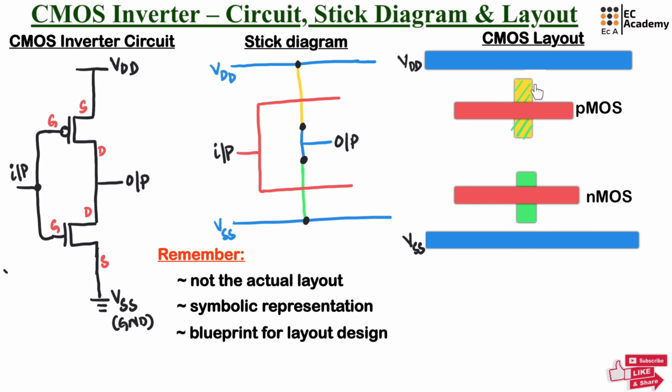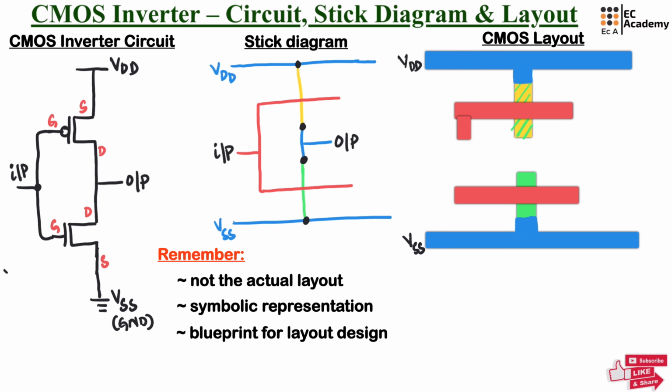Since the source region of PMOS is connected to VDD, let us extend this metal and connect it to the P diffusion layer, and the source terminal of NMOS is connected to this metal, that is ground. So let us extend this metal and connect to the N diffusion region. Now connection for VDD and VSS is complete.